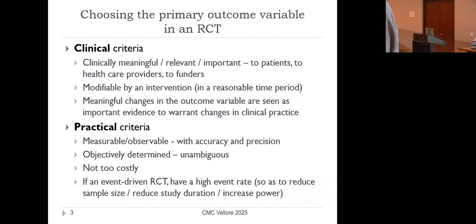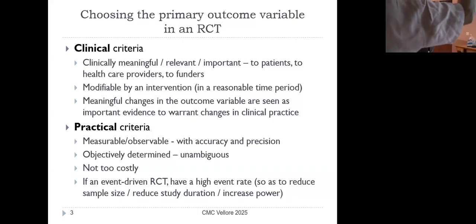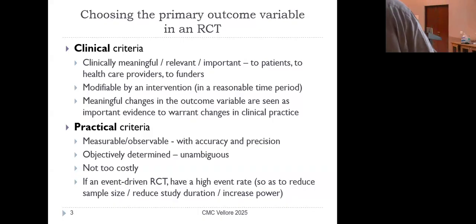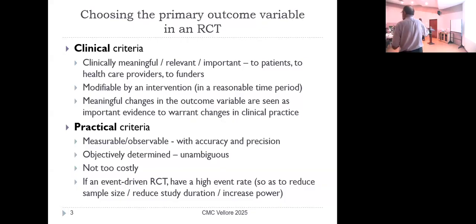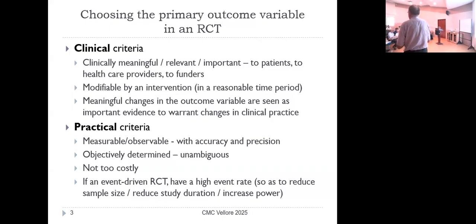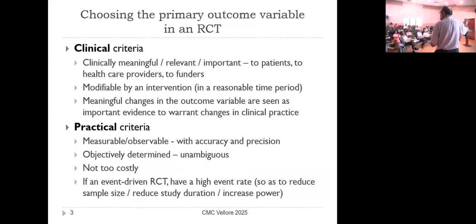Something that is going to be modified by your intervention. If your intervention doesn't modify it, then you're not going to have an impact. It better be something that can be modified in a reasonable time period. What is the funding period usually? Meaningful changes in the outcome variable are seen as important evidence to warrant changes in clinical practice. You know what will change practice in your field. The statistician doesn't know that. So don't ask the statistician for choosing your primary outcome.